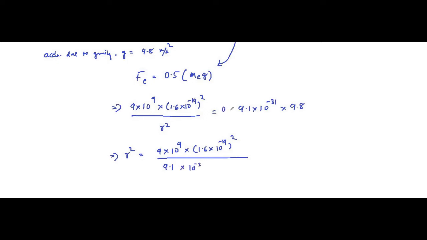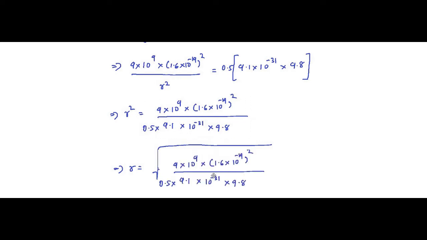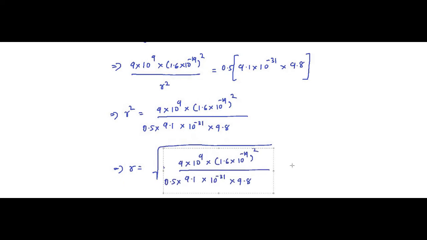Sorry, this is 0.5 times. 0.5 times. See, I missed here. You don't make this mistake. It is very easy to make this mistake. You can miss this 0.5 part. It is very important. So here it is 0.5 into 9.1 into 10 to the power minus 31 into 9.8. That is r square. That implies r is equal to root over of this whole thing.